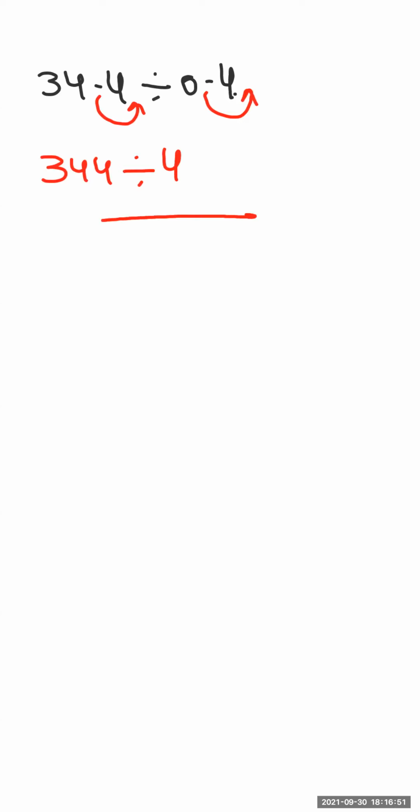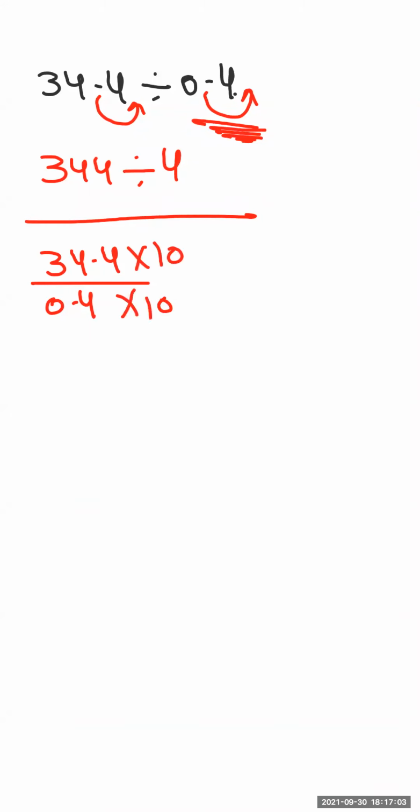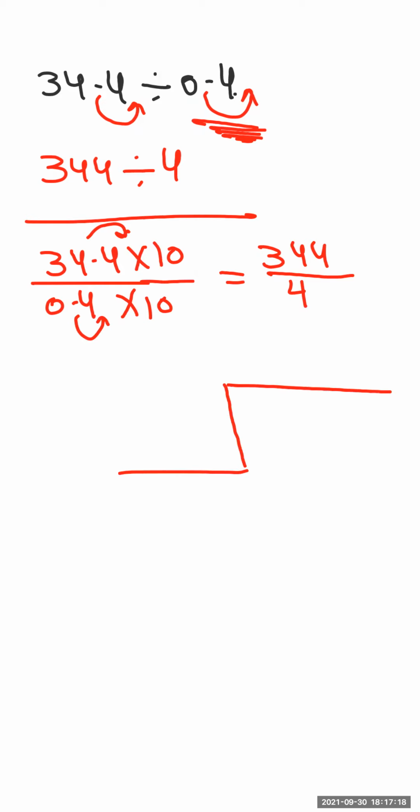Otherwise, we can say that it's 34.4 over 0.4. Now, how many decimal places here in the divisor? Only one. So multiply the two numbers by 10. So it will equal 344 over 4, exactly. Now it's time for the draft and the long division. 344 divided by 4.